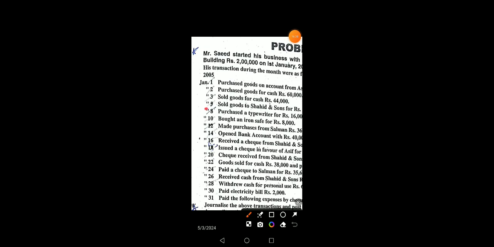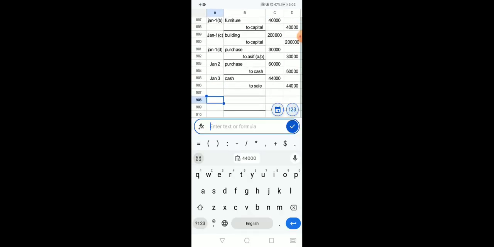After January 3 we have January 8, and since there are two entries of January 8, you will mention January 8 but with A. So that would be a little difference. First January 8th entry is saying sold goods to Shahid. As you know that cash is not mentioned over here, so we will indirectly understand that it is a credit transaction, as cash has not been mentioned in the entry.